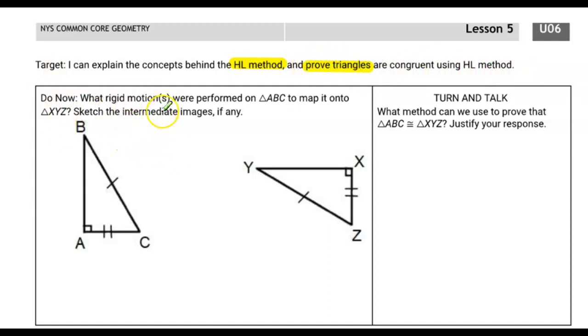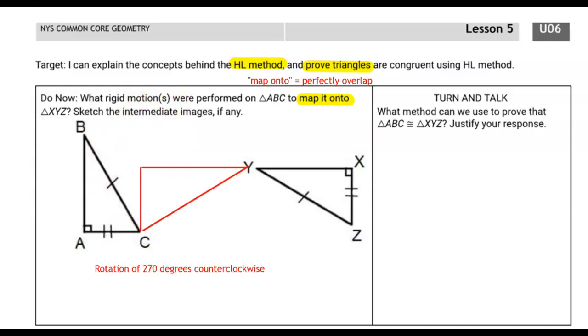In the do now, it asks what rigid motions were performed on ABC to map it onto XYZ. And remember, map it onto is vocabulary that we learned about during the unit on transformations. Of course, map onto means to perfectly overlap, right? All of the parts of one triangle overlaps the other triangle. So B would perfectly overlap Y, for example. And then it says to sketch the intermediate images, if any. Try this out, pause the video, and see if you can sketch this out in your notebook.